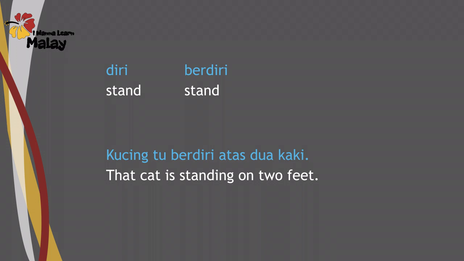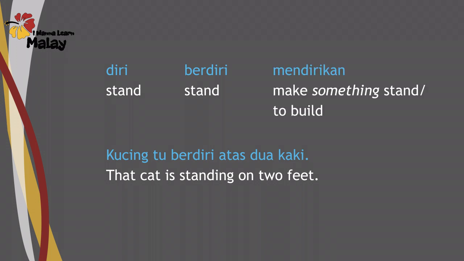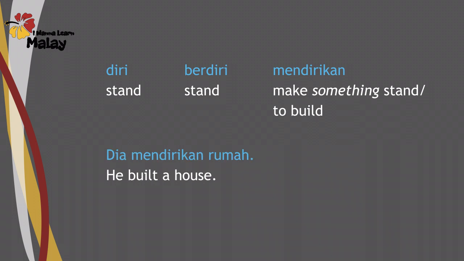So this is different from mendirikan, which means to make something stand or to build. Dia mendirikan rumah. He built a house. Or in other words, he made a house stand. So the action is done on something else, not the person itself. And that is the difference between having me, kan, and ber with a verb.